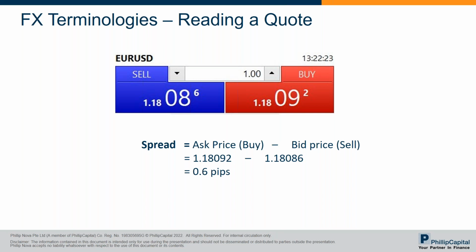So what is spread? It essentially is the cost of you trading forex, because forex trading these days is mostly zero commission. So one of the two costs that you would incur during forex trading is this spread, which is the difference between the ask price and the bid price. On Phillip MT5, it is pretty competitive. The spread is really as narrow as 0.6 pips.